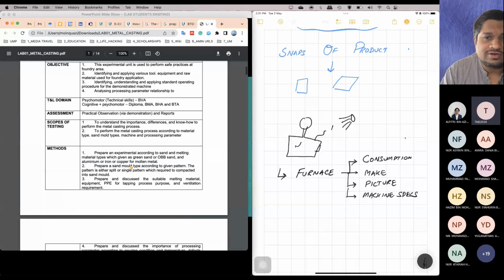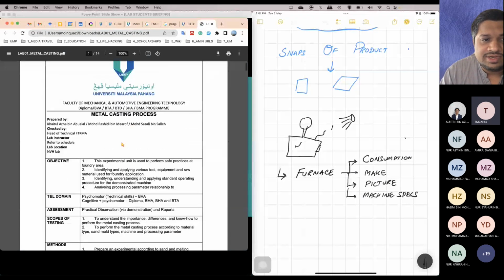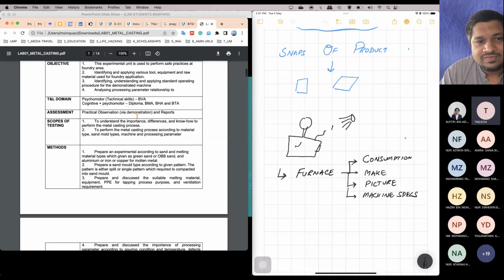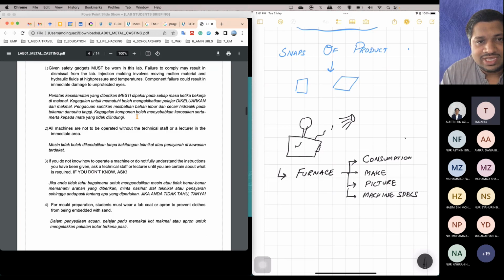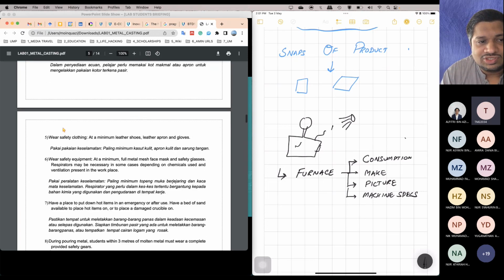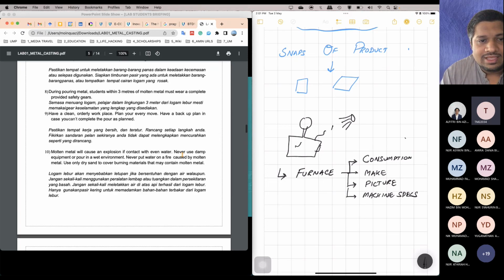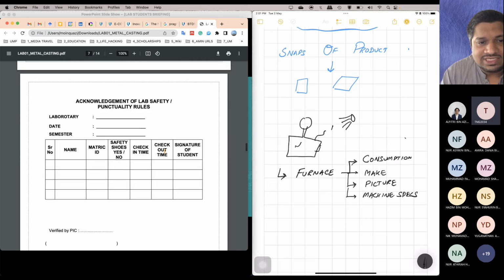So don't forget to print the report before you come to the lab. Wear your safety shoes and take pictures as much as you can. If you want, you can put the picture of all persons performing the lab. Okay. Don't forget to get the safety sheet signed.